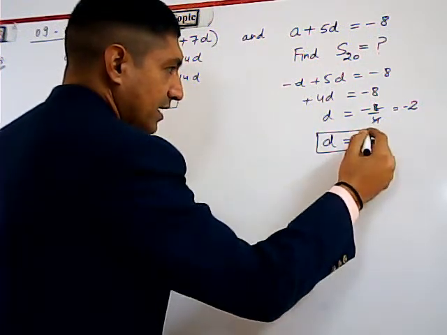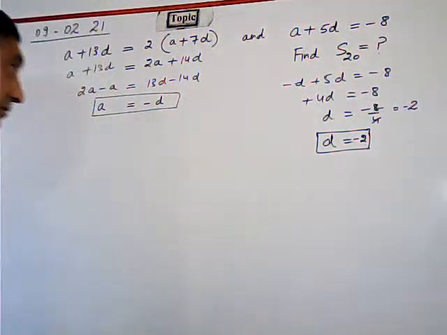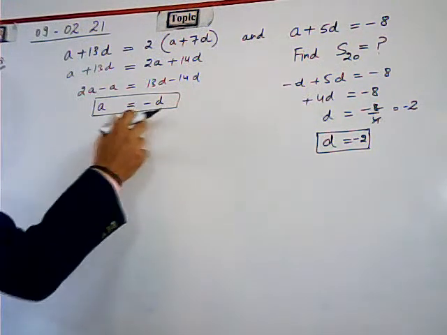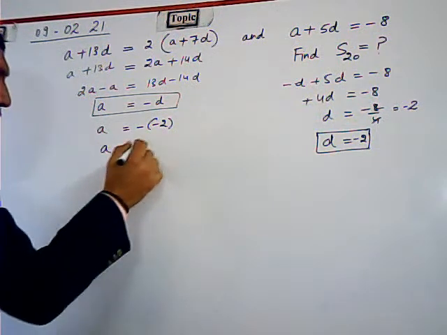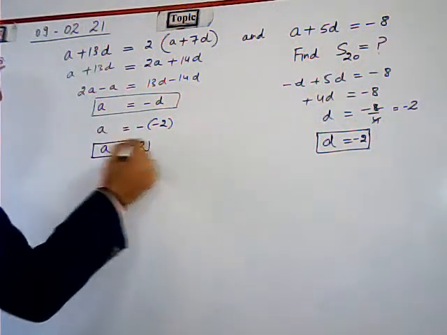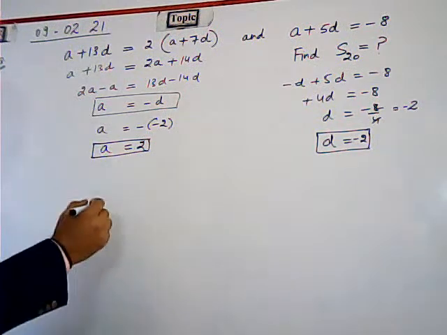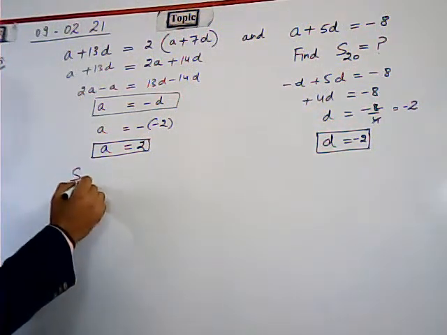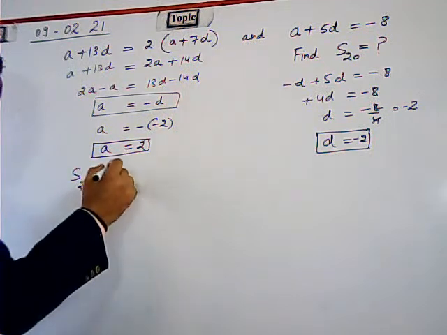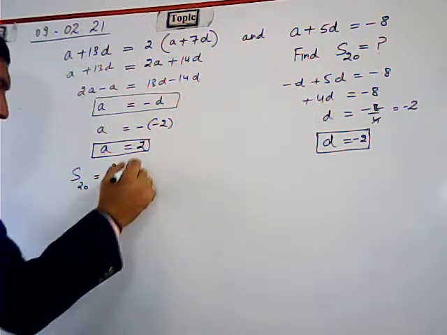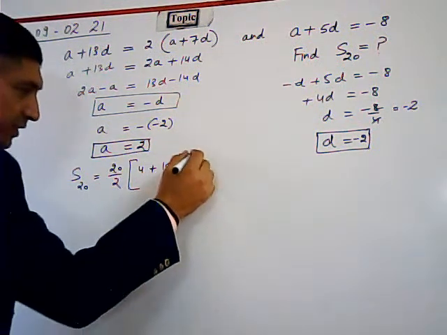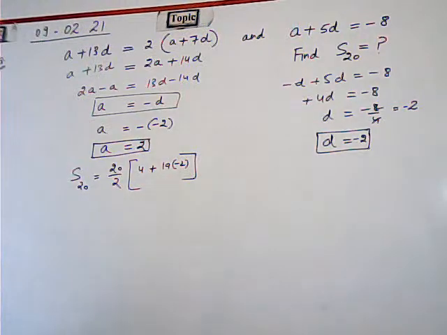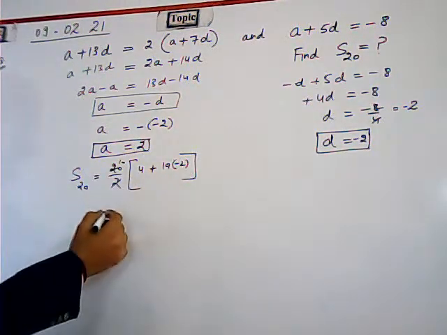And what is the first term? A is minus d. So a here is equal to minus of minus 2. So a is equal to 2. Right? So here we want to find the sum of first 20 terms. S20 is equal to 20 by 2 into 2a plus 19d. 2 into 2, 4 plus 19d, that is minus 38.